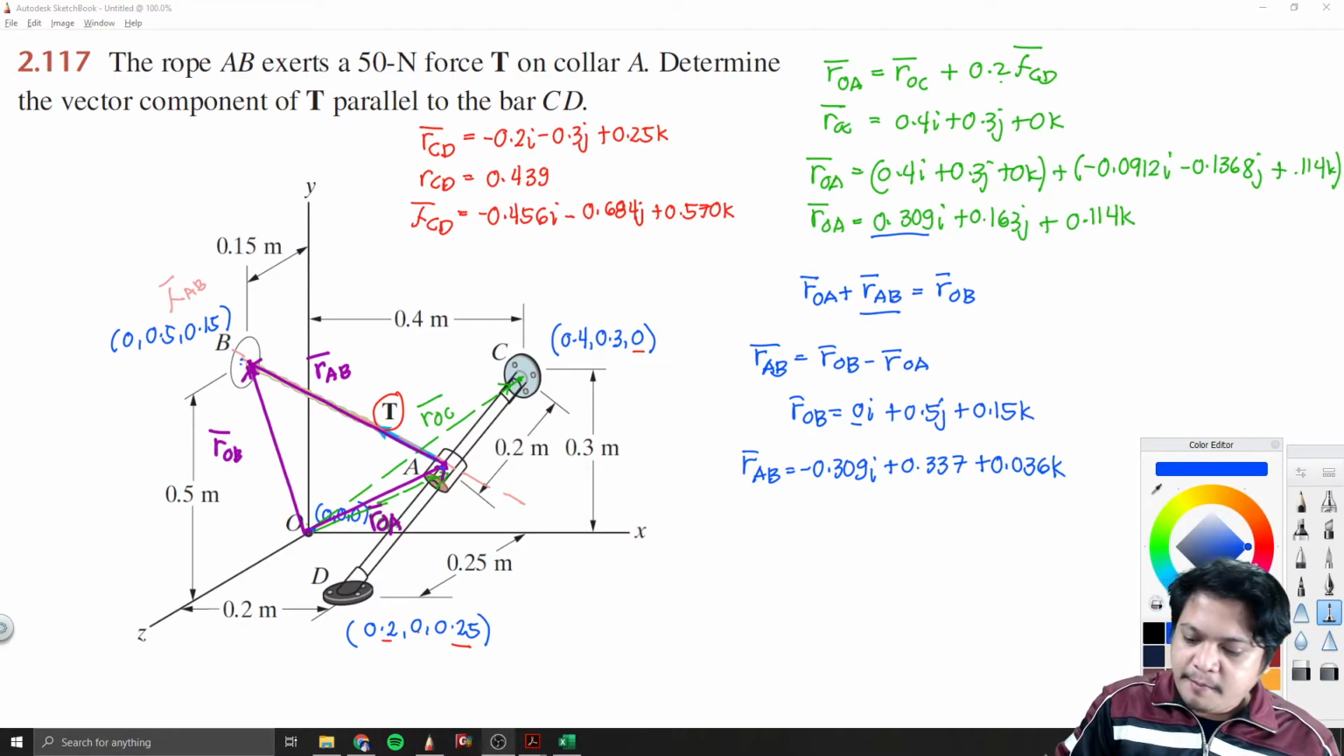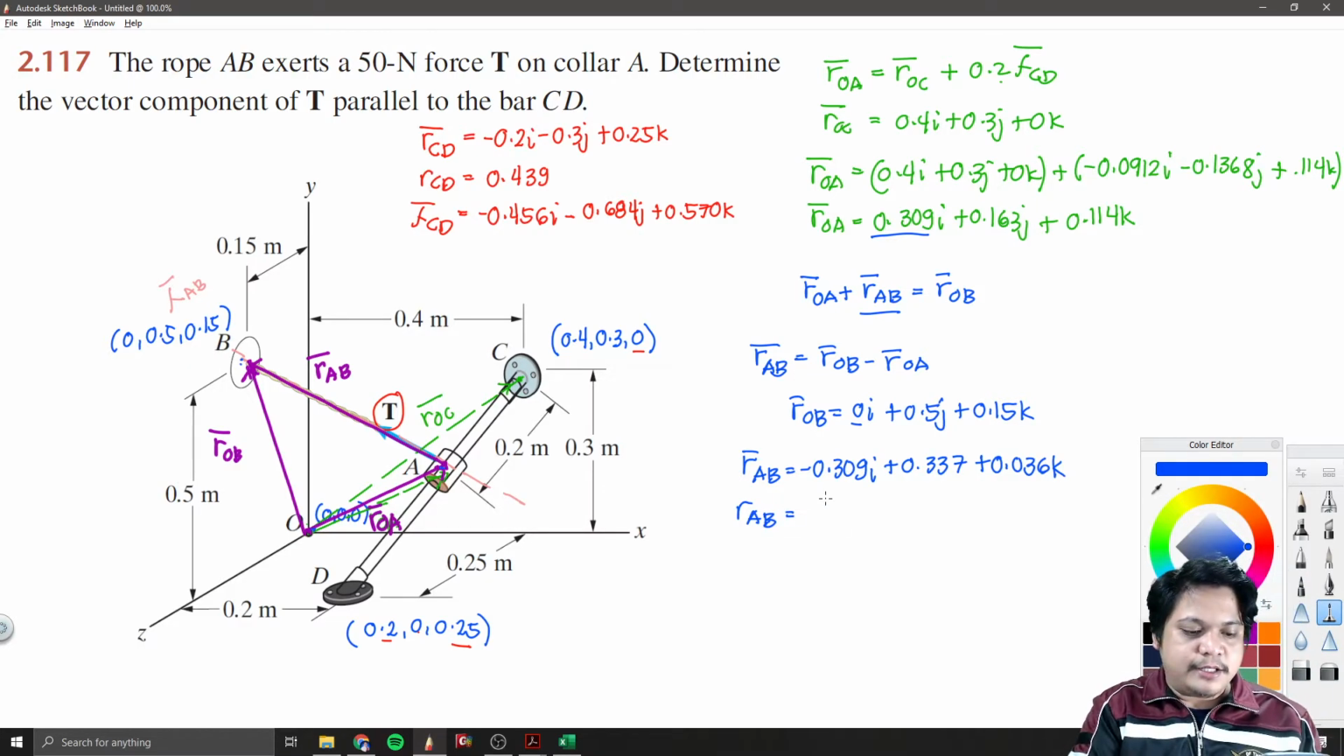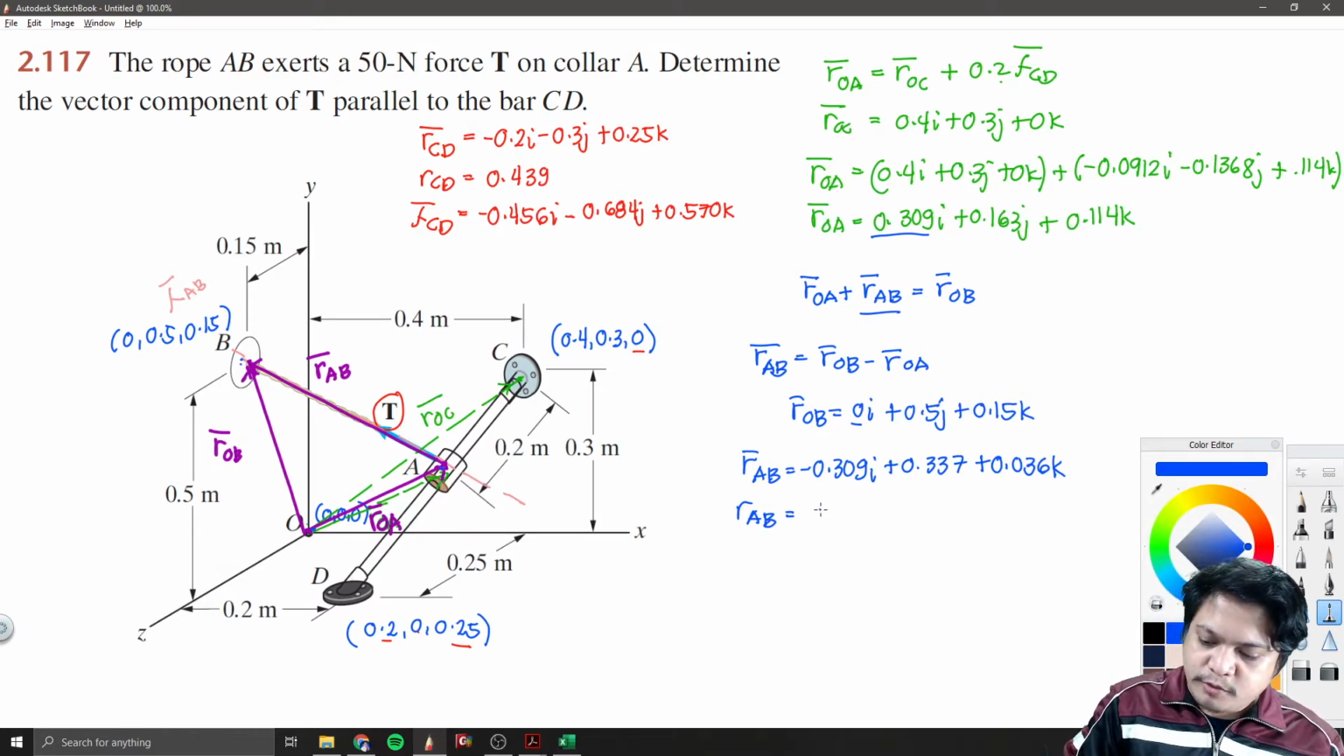Next, para makuha ko si lambda AB, kailangan kong kunin to. So that is just equal to square root of 0.309 squared plus 0.337 squared plus 0.036 squared. Or that's equal to 0.459 meters. Okay?